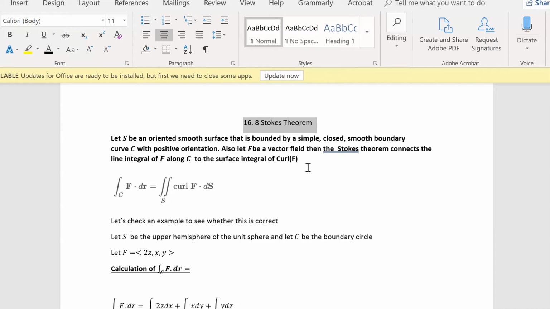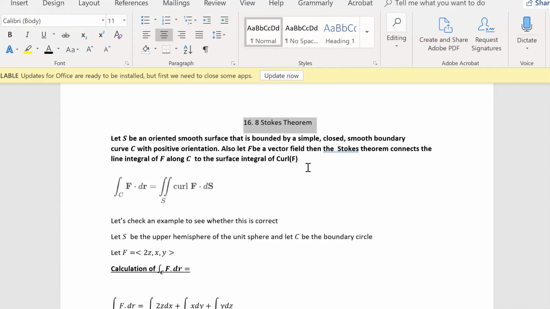So basically, you can get information about what's happening inside the curve, that means in the region, by integrating along the curve. By getting information from what is happening along the curve, you can get information about what is happening inside the curve. And that's Green's theorem.